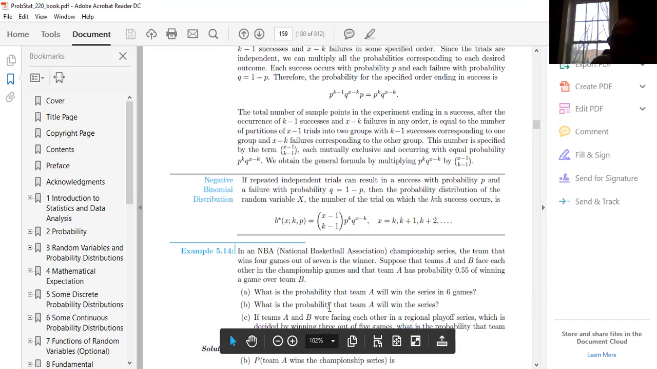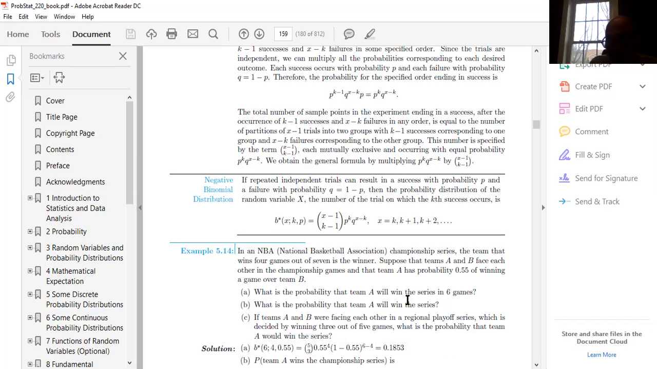Second part: what is the probability that team A will win the series? That means, as I told you, it could be possible that team A wins the first 4 games out of 7, or 5 games. Out of 5 games, 4 are won by team A, and 1 is lost.